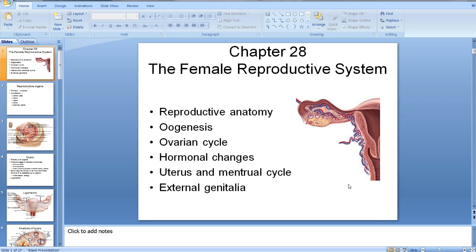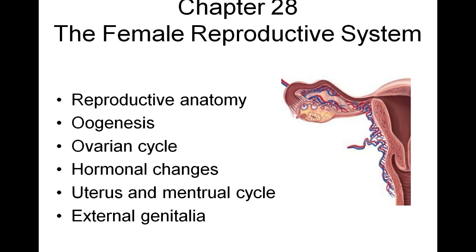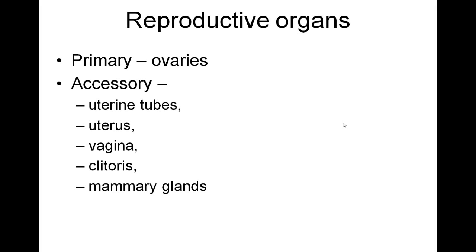Okay, so we're going to talk about reproductive anatomy, or female reproductive anatomy. Try to get the thing big. Okay, so the reproductive organs for the female, the primary organs are the ovaries, while the accessory organs are the uterine tubes, the uterus, the vagina, the clitoris, and the mammary glands. So the primary are the ones that make the gametes, while the secondary are what's essential to reproduce, so to keep the fetus alive.